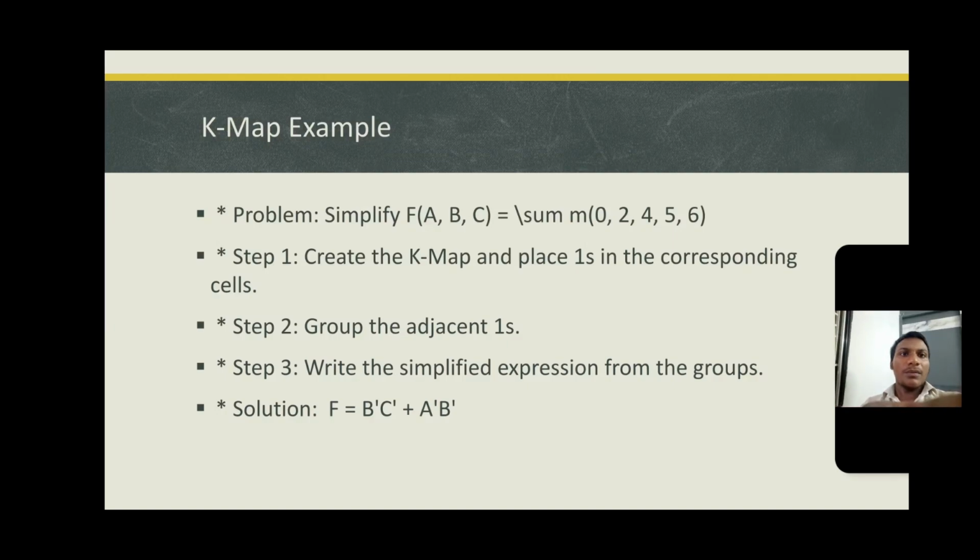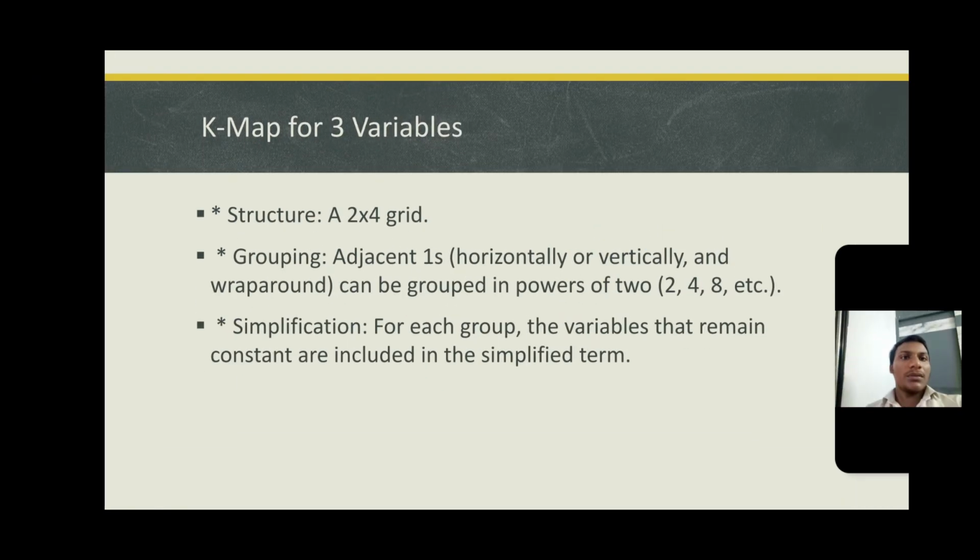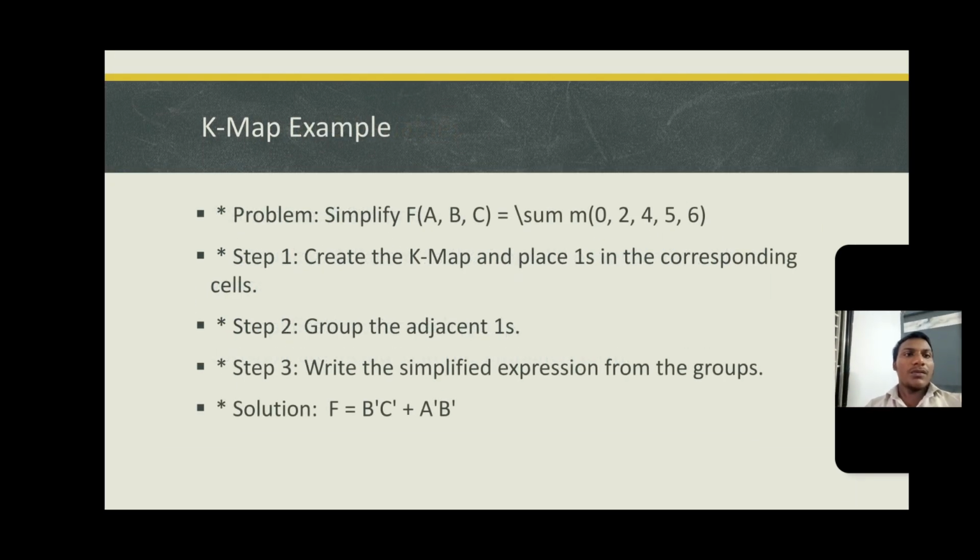K-map example problem: simplifying a sum of minterms. The sum of minterms is 0, 2, 4, 5, 6. Step 1, create a K-map and place a 1 in the corresponding cells. Step 2, grouping the adjacent ones. Write the simplified expression where the groups are equal to B and C.